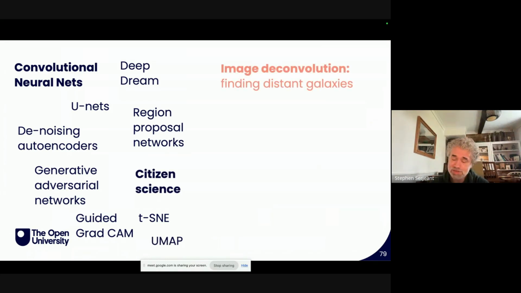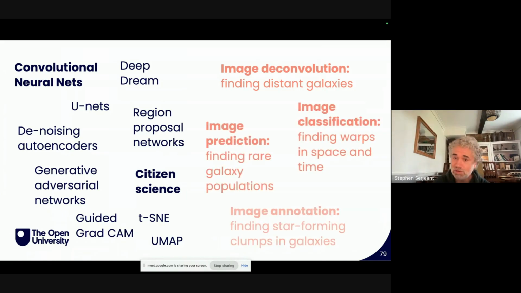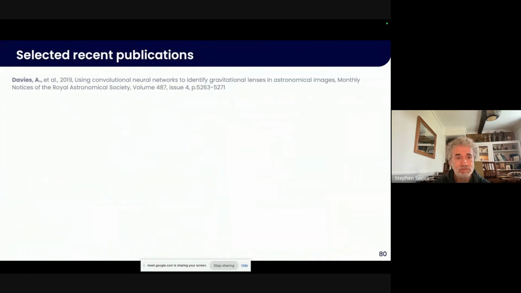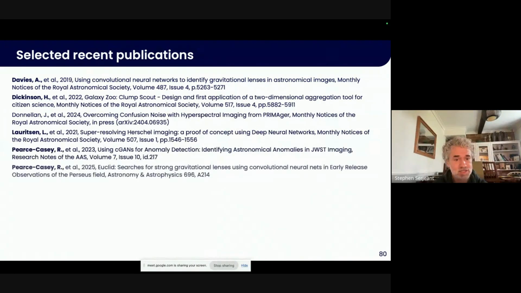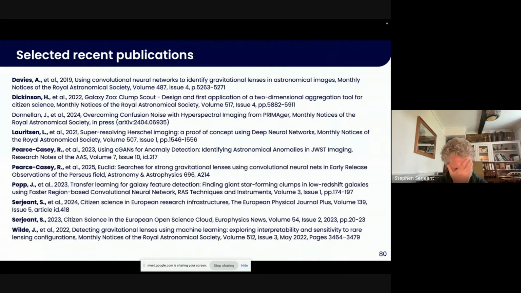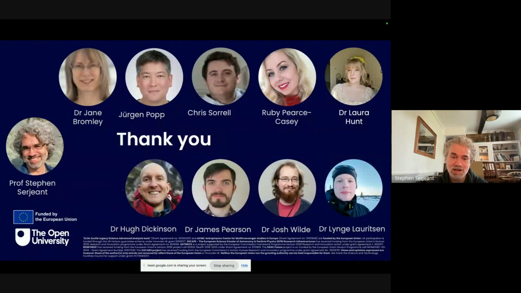And the astrophysical applications: image deconvolution, image classification to find these warps in space and time for gravitational lenses, finding rare galaxy populations with image prediction, and annotations, finding star-forming clumps in galaxies. I've got a few recent publications here, and it's just occurred to me that the day before yesterday, we had a couple of papers from James Pearson that I've neglected to put up here, but if you just search for James Pearson on arXiv, you'll find them. And with that, I'll wrap things up, and thank you very much for your time.